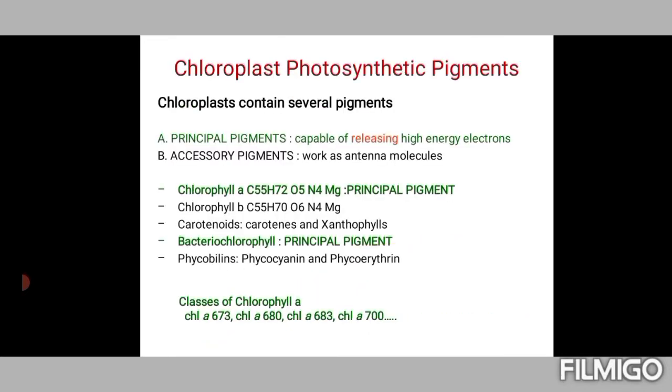Chlorophyll A is a principal pigment, as well as bacteriochlorophyll is also a principal pigment in bacteria, whereas chlorophyll B, carotenoids like carotenes and xanthophylls, phycobilins, which are present in certain bacteria, these are all accessory pigments. And here the chlorophyll A itself has got different types, depending on the exact wavelength which is absorbed by the chlorophyll molecule. The chlorophyll A are of chlorophyll A 673, 680, 683, chlorophyll A 700, like that. So it basically depends on the exact wavelength which is preferred by that chlorophyll A.